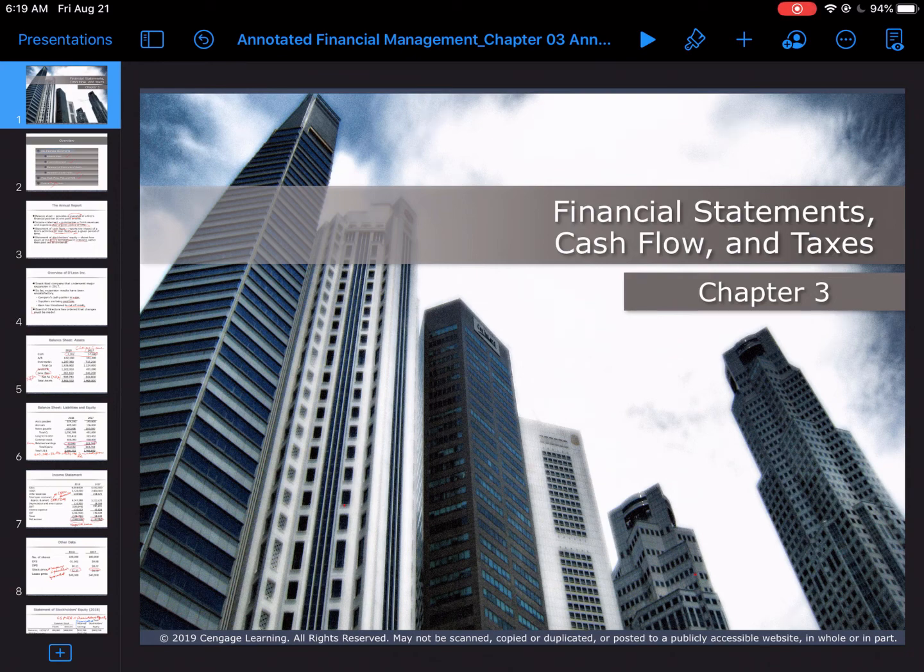In this chapter, we will talk basically about financial statements like the balance sheet, income statement, and then the resultant cash flow statement. And cash is king. You have heard this before. And then we will see how to generate free cash flow.